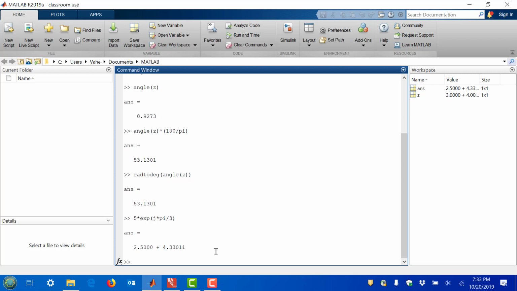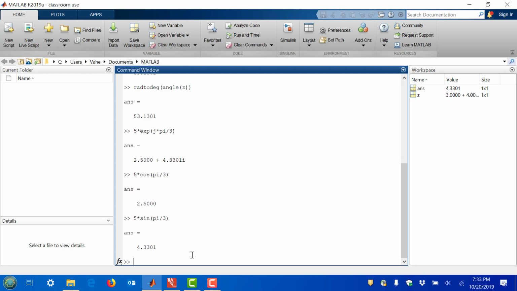We can verify a lot of these things. For example, where does this 2.5 come from? Well, that comes from 5 times cosine of pi over 3, and 4.33 is 5 times the sine of pi over 3. So the real part is 5 times cosine of pi over 3, that's your 2.5, and 5 times the sine of pi over 3 is your 4.3301. So you can see how that's done.